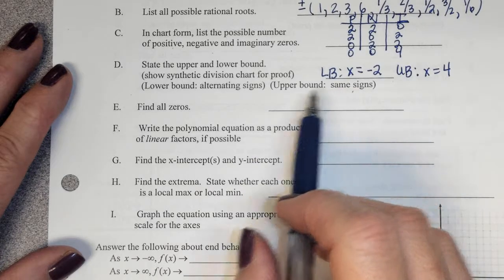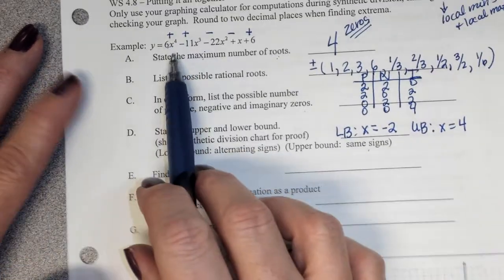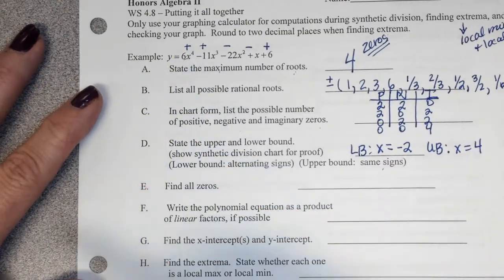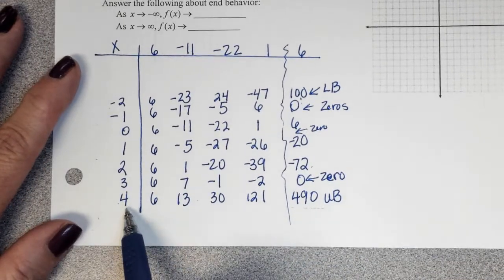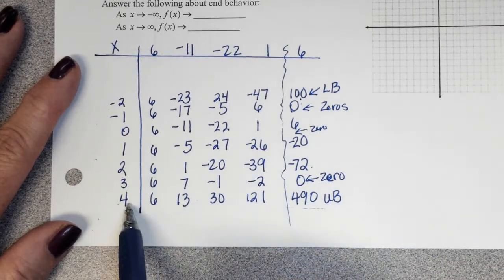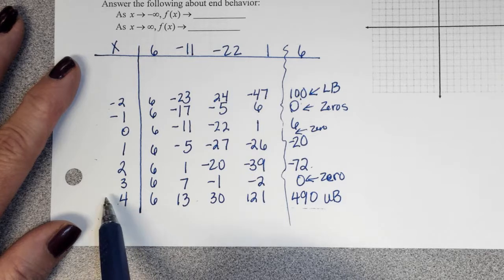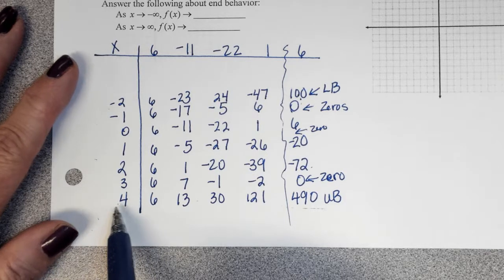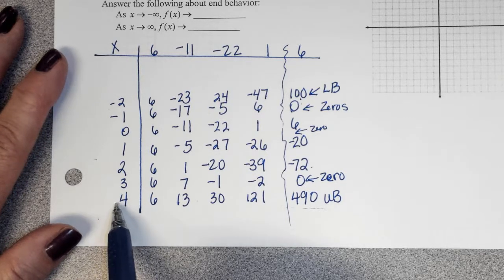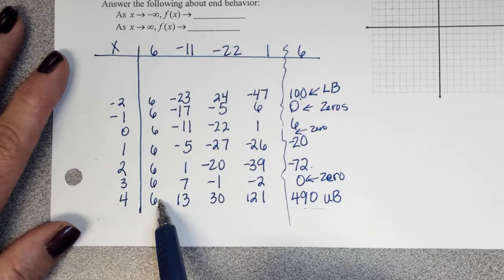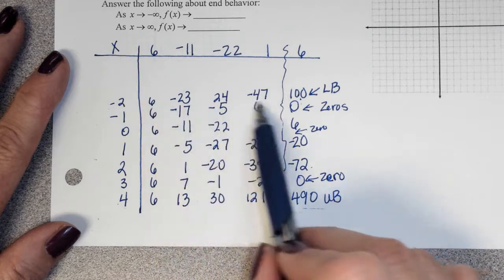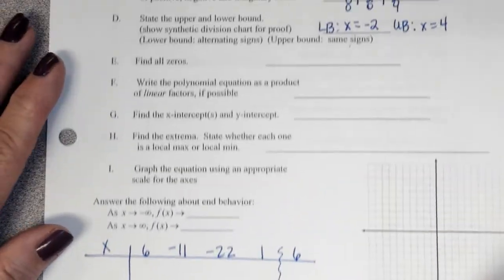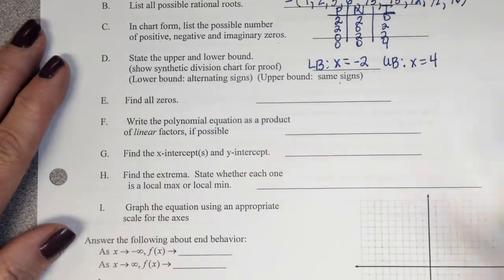Okay. And that's going to happen if I have a negative coefficient in front, where I'm going to be looking for all negatives. And actually, this doesn't really count. It's this part of it that really has to be all the same signs, and these that have to be alternating. All right, find all zeros.